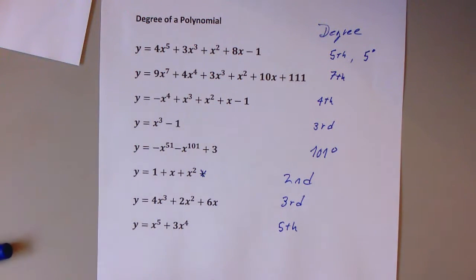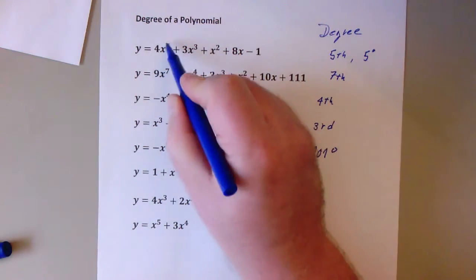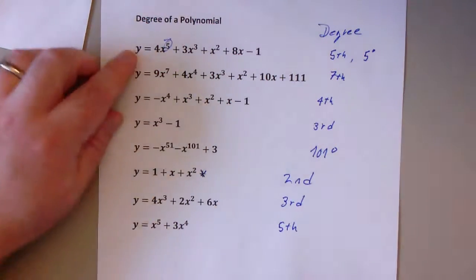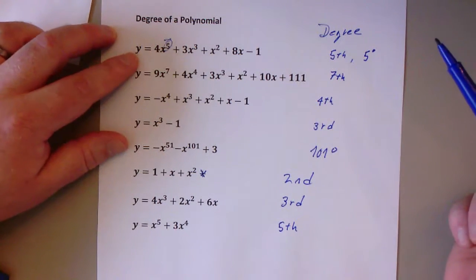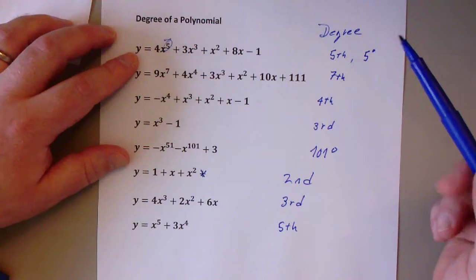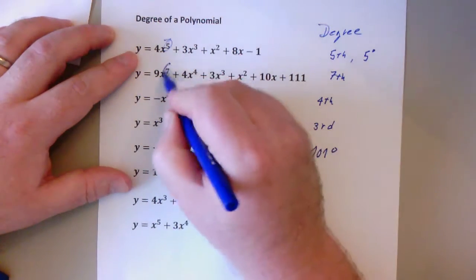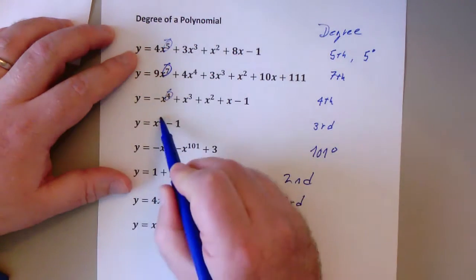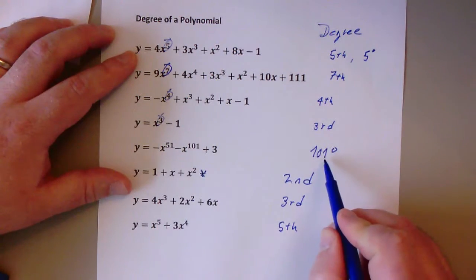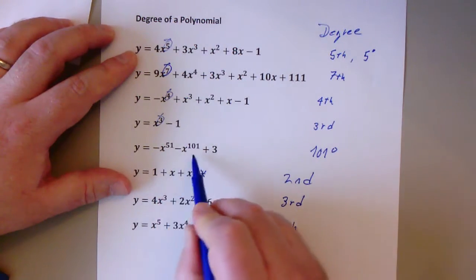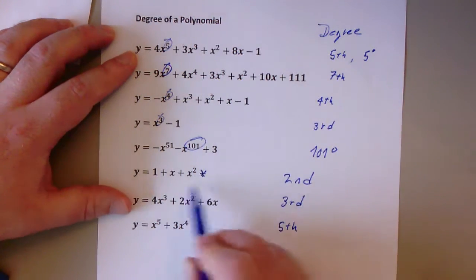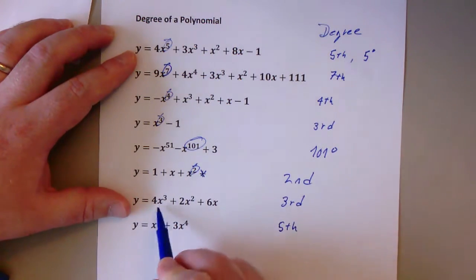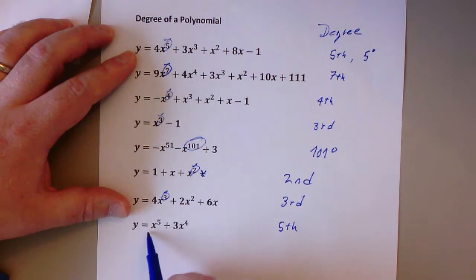Just to make all that perfectly clear then, this is 5th degree because the largest exponent on a monomial term is 5. So 7th, largest term is 7. 4th, largest term is 4th. 3rd, largest term is 3rd degree. 101st, largest term is 101st. 2nd, largest term is 2nd. 3rd, largest term is 3rd. 5th, largest term is 5th.